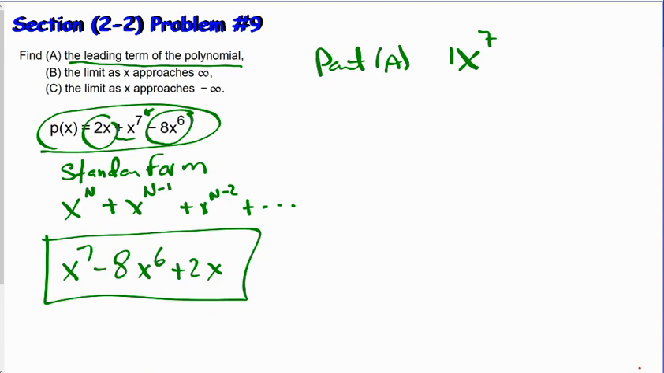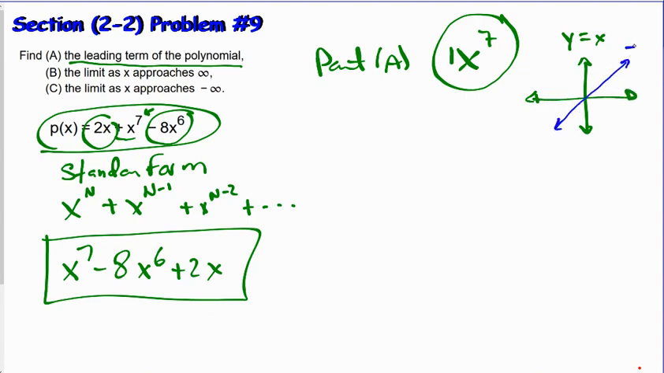Part B says the limit as x approaches infinity. Well, now that we know that this is an odd degree polynomial and it has a positive lead coefficient, we can use the graph of y equals x to understand the end behavior of the graph. And y equals x goes to positive infinity on the y-axis as x goes to positive infinity. And y equals x goes to negative infinity on the y-axis as x goes to negative infinity. So part B, the limit as x approaches positive infinity, the answer is positive infinity.